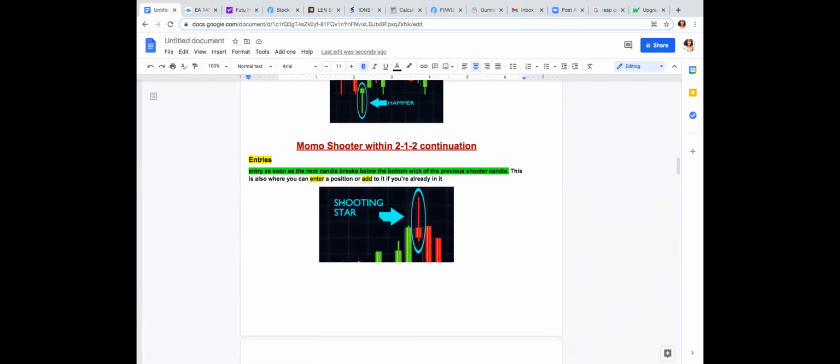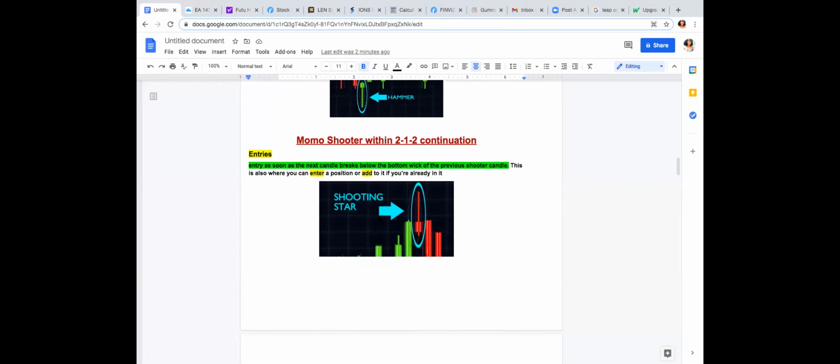Now the Momo shooter, which is going to form within a 2-1-2 continuation. Your entry is going to be as soon as the next candle breaks below the bottom wick or the bottom portion of the previous shooter candle. This is also where you can enter a position or add to it if you're already in it.